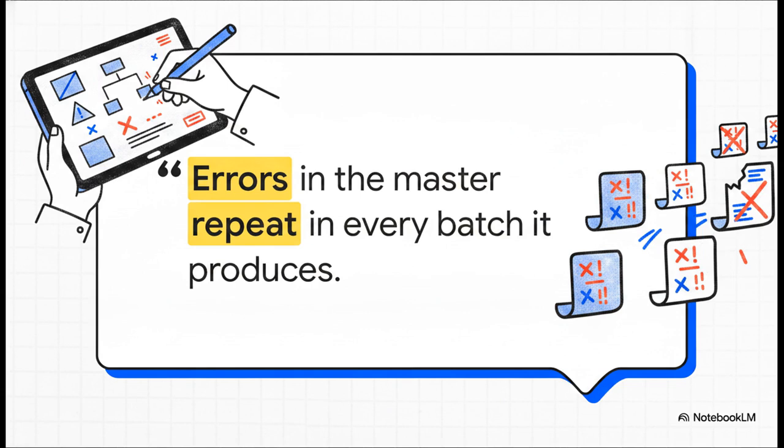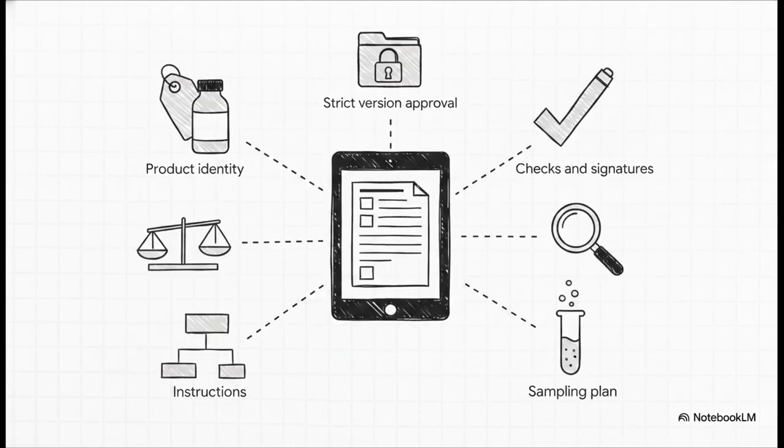No pressure, right? To prevent a disaster like that, a compliant master record has to contain a few essential elements, all very clearly defined. We're talking unambiguous product identity, exact components and quantities, sequential instructions, sampling plans, clearly defined checks with meaningful signatures, and of course, strict version approval. It is also incredibly vital that any variants, like different batch sizes or line locations, are formally controlled options within this master structure. They cannot just be informal, on-the-fly edits made by operators.